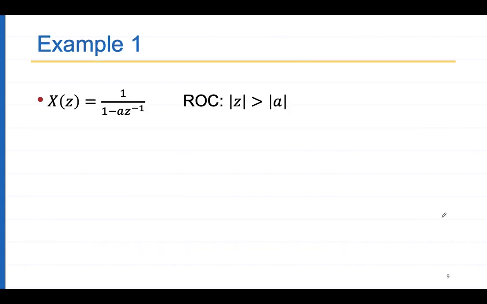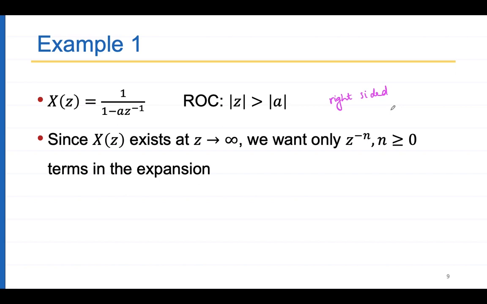What does that mean? Example 1, you have X(z) in this form. X(z) is 1 upon 1 minus a z inverse, and the ROC is mod z greater than mod a. What does that mean? This means this is a right-sided sequence. Since X(z) exists at z going to infinity, we only want z to the power minus n for n greater than or equal to 0 terms in the expansion.